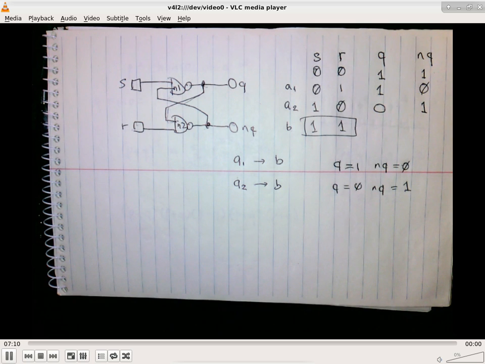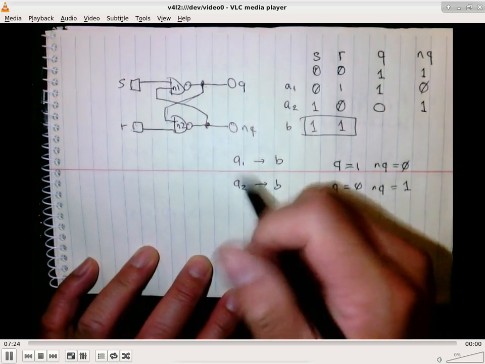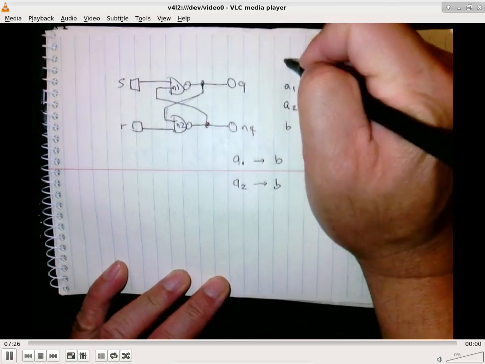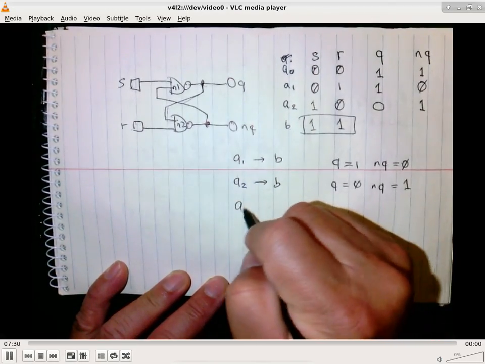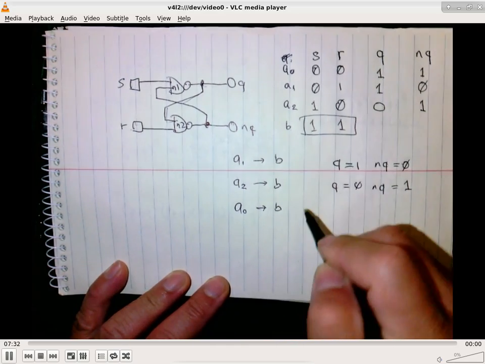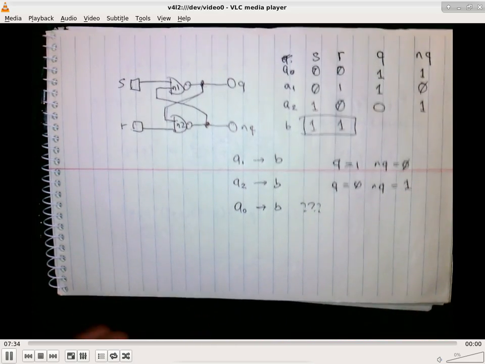Yep, go ahead. So you're saying for B, to get Q and NQ, it relies totally on A1 or A2? That is correct. What about A0? Ah, that's a very good question. So what if you start with A0? So you have A0, okay, let's name this one A0. A0 to B, what is going to happen here? What do you think?